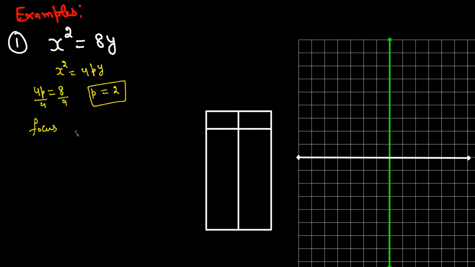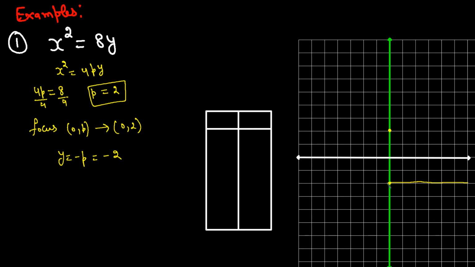So let's write it down. The focus is 0 comma p, so that means it is 0 comma 2 here, and the directrix y is equal to minus p, which is equal to minus 2. Let's find these points and the directrix on the graph. The focus is 0 comma 2, so x is 0, y is 2, so this is my focus over here, and the directrix is y is equal to minus 2, so 1 and 2, negative 2 over here, so a line that goes like this.